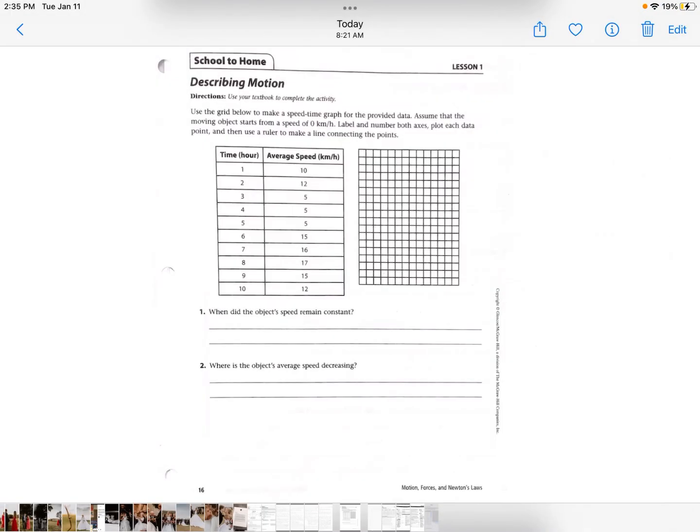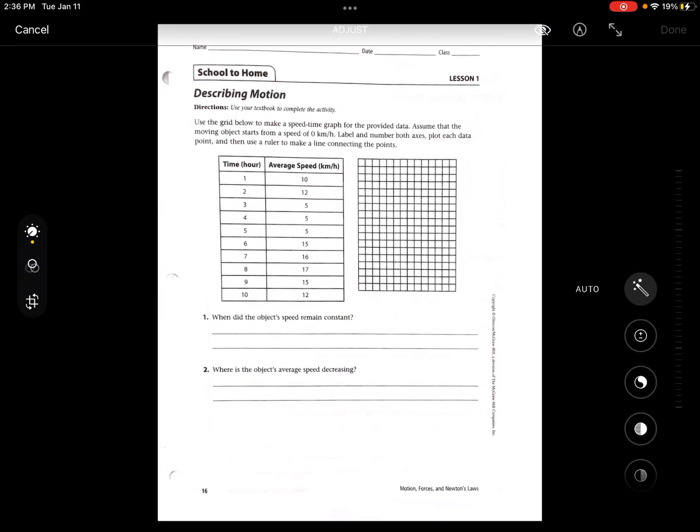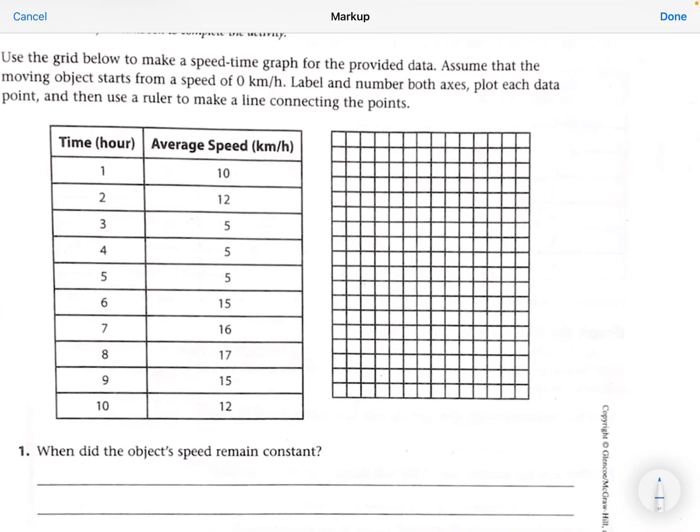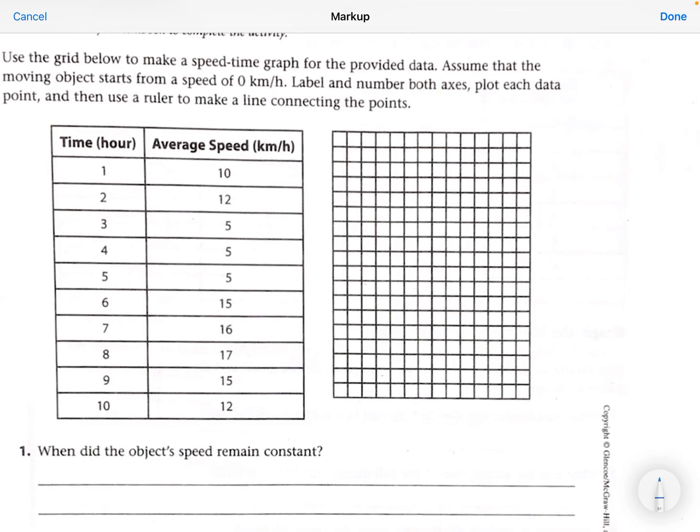Okay, today we're going to look at a speed time graph, and this is the example we're going to look at. So here's our small graph. We're going to show our x and our y-axis on our graph. As a reminder, this is our x-axis, the one that's horizontal, and our y-axis is vertical. All right, so on the x-axis, we want to represent time, and that's going to be measured in hours.